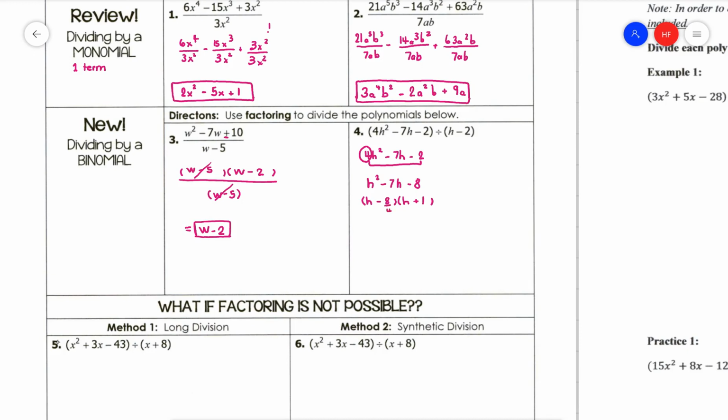And we will divide both of them by 4 since we multiplied by 4. So 8 divided by 4 is 2, so this changes to h minus 2. And then this becomes a fraction, so the 4 will go before the h. 4h plus 1. And then we're dividing by h minus 2. H minus 2 is on top and on bottom. So then my answer is whatever is left over, which is 4h plus 1.